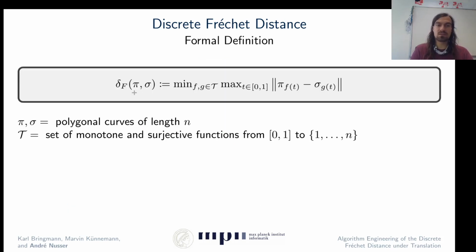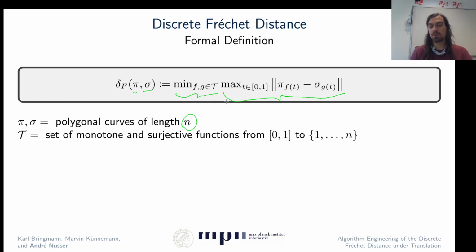The Fréchet distance of two curves pi and sigma is the minimum over those legal traversals, which I just explained. So either both jump forward or only one jumps forward. And what are we minimizing? We minimize the leash length here, which is the maximal distance that the dog and the owner have during the traversal. With n, we denote the length of those polygonal curves, and just for simplicity, we often assume that they have the same length, but this is just for simplicity.